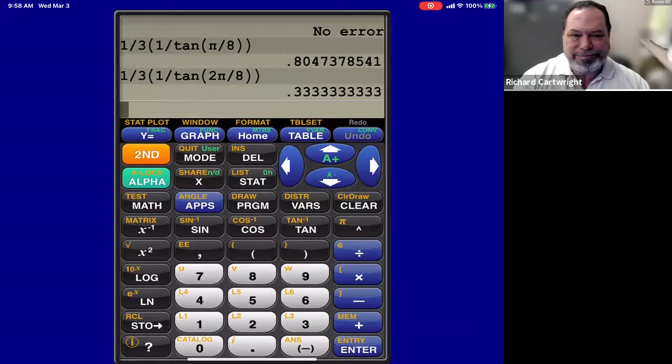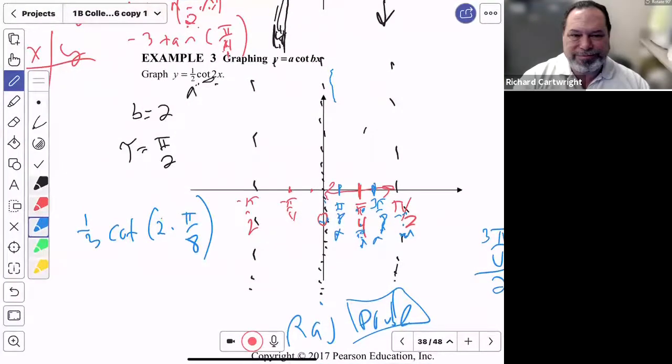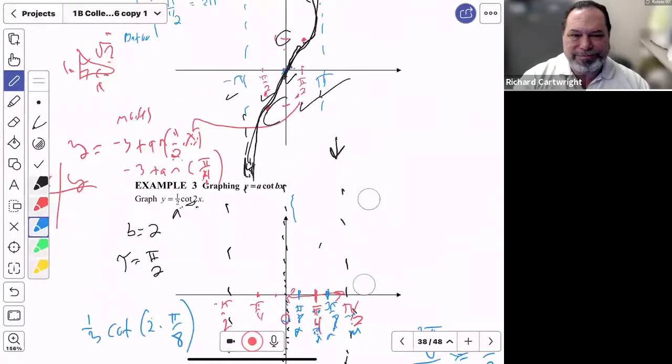1/3. 0.3 forever is 1/3. Oh, yeah, you know why? It's being stretched or compressed. It's getting fatter. Remember I said it's going to be fat?